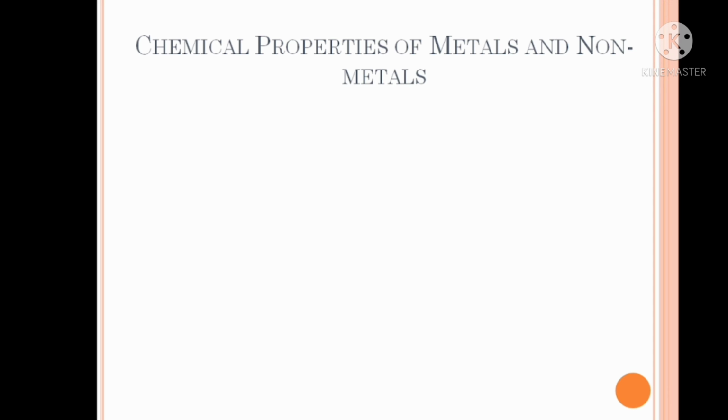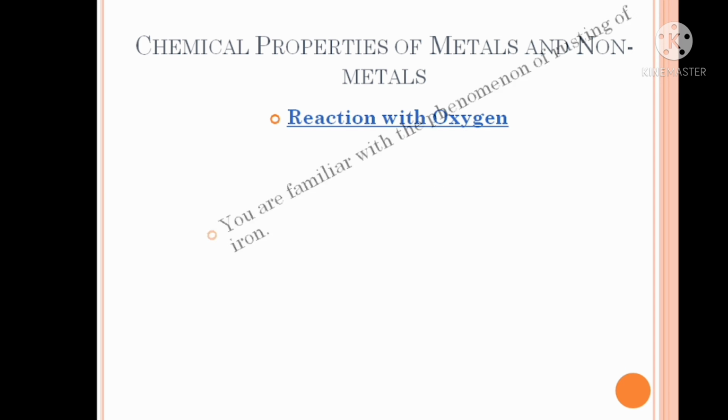Chemical properties of metals and non-metals. First, we'll do the activities on the reaction with oxygen. As you know, some materials rust after some time. If you leave some nails or bikes or cycles in the open air for a long period, what will happen after 6 months or 1 year? They will start rusting, because they are in contact with oxygen. Clear? That is what we'll see here.